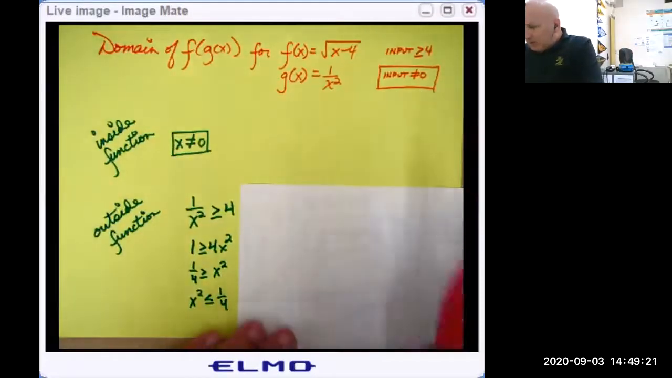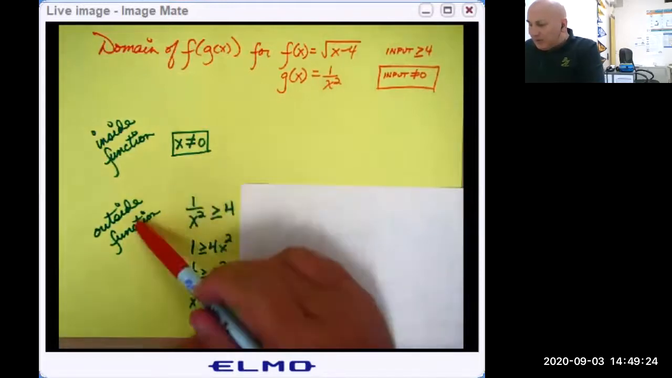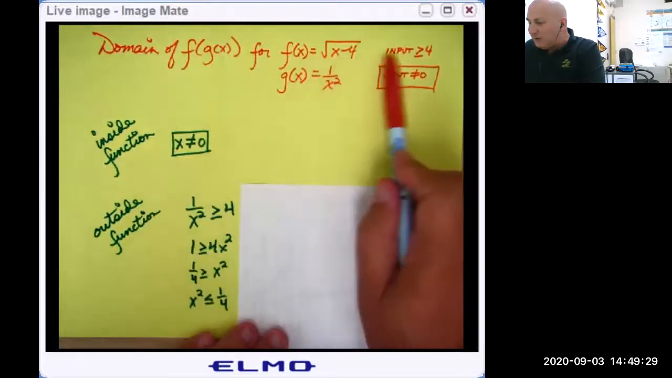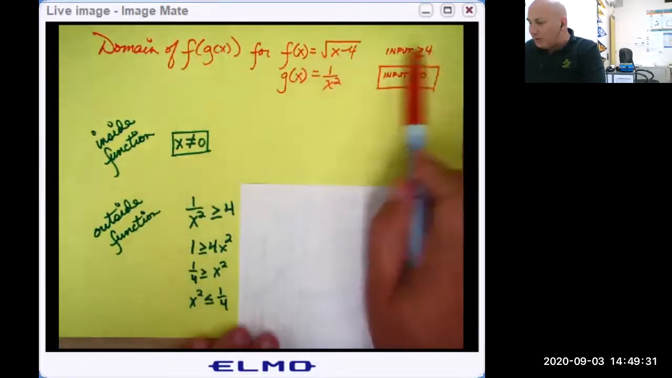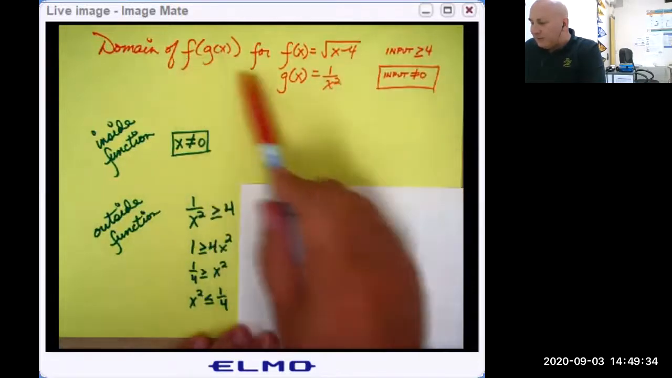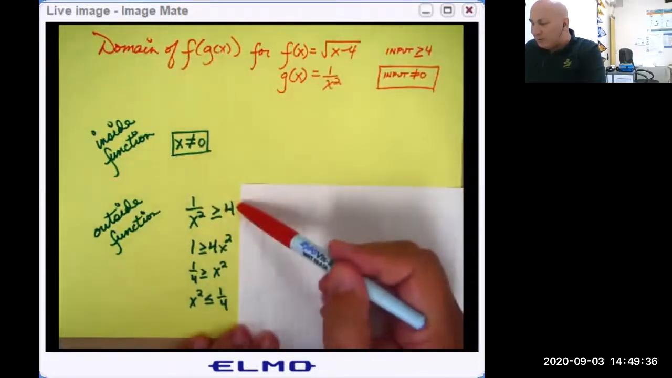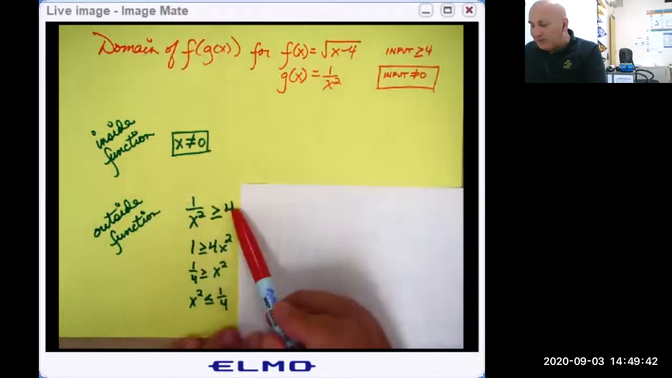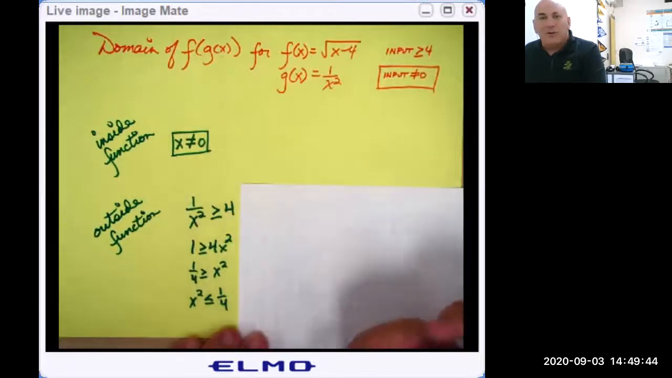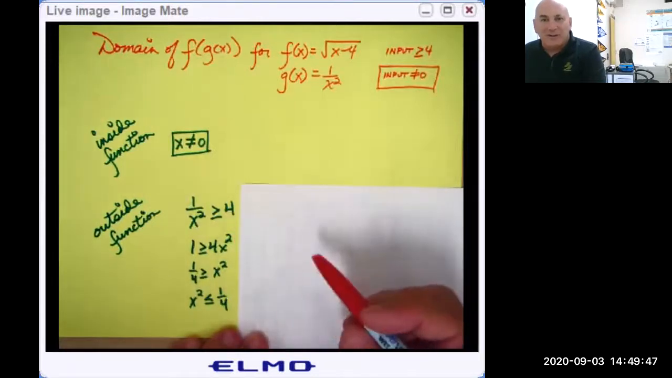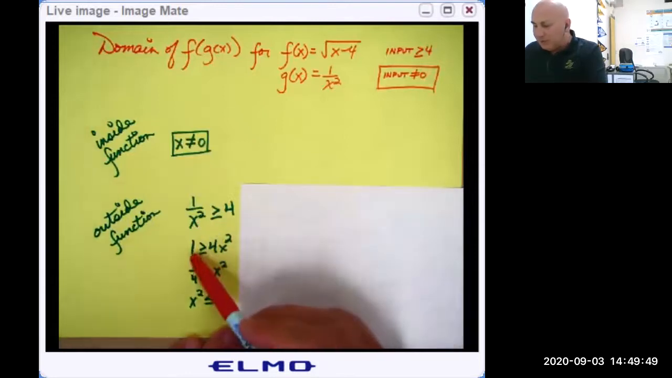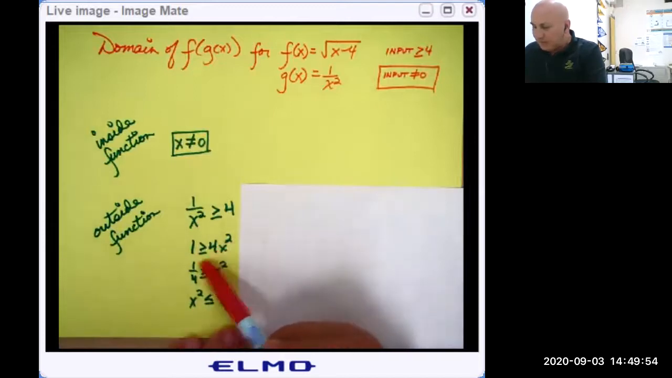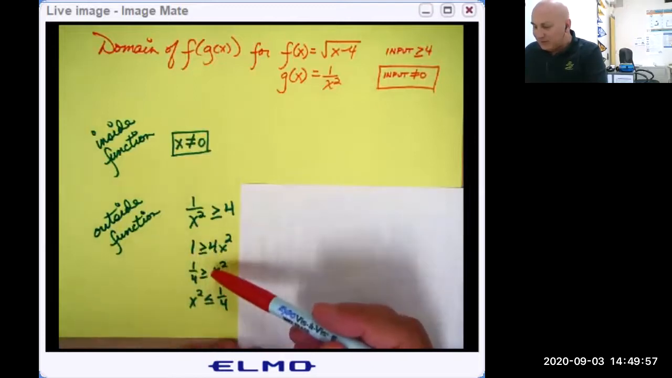Alrighty, so we know that when we go to the outside function, the domain for the outside function is the input has to be greater than or equal to 4. Well, the input for f is 1 over x squared. So 1 over x squared has to be greater than or equal to 4. Now, we can multiply both sides of this inequality by x squared because we know x squared will never be negative because we're dealing with real numbers. So we can do that without having to worry about sign changes. Then divide both sides by 4 because that doesn't affect the direction of the sign.